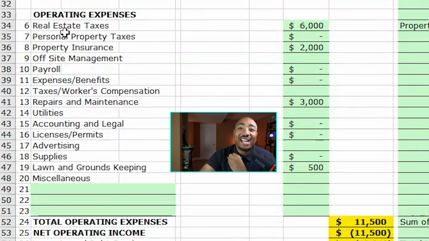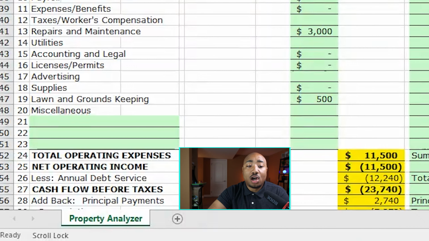Utilities, if you're paying for any utilities, you want to put that there. Accounting, occupancy permits and licenses and stuff like that. Advertising would be if you're going to run the property yourself. If you're doing property management, then property management will do that for you, and that's included in that cost that they're going to charge you monthly. And then supplies, lawn care, and then miscellaneous stuff. So right here, you can see I put $3,000 for repairs, and then I also put $500 for lawn care.